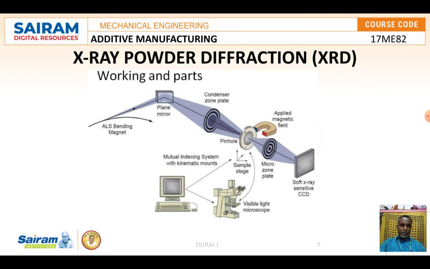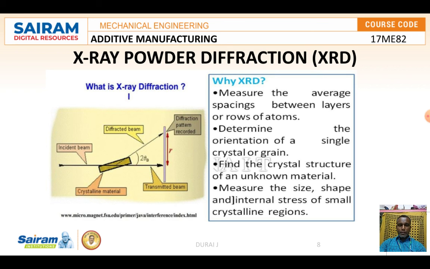So this is about XRD, that is X-ray powder diffraction.